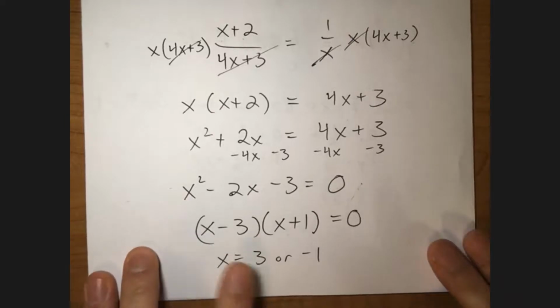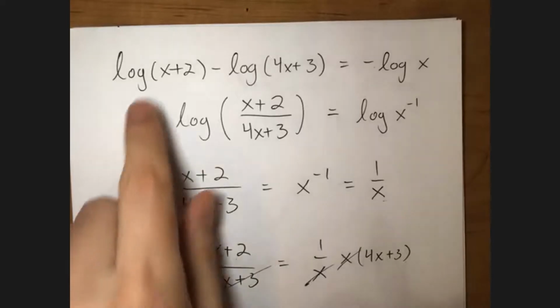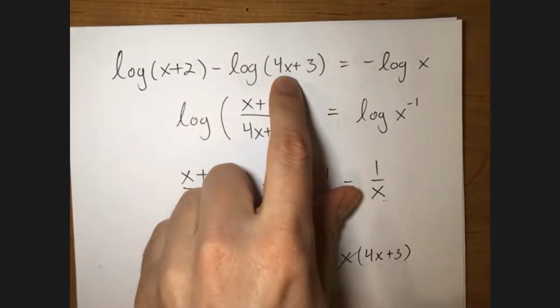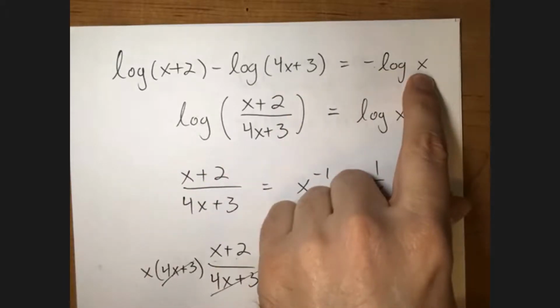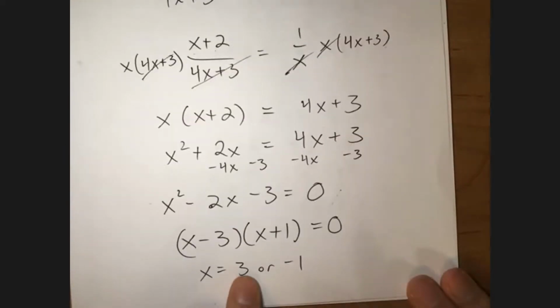Okay. Let's check 3 and see if it works. Can I do log of 5? Yes. Can I do log of 4 times 3 plus 3? Yeah, that's a positive number. Can I do log of 3? Yeah. So 3 is good. That's part of my solution.